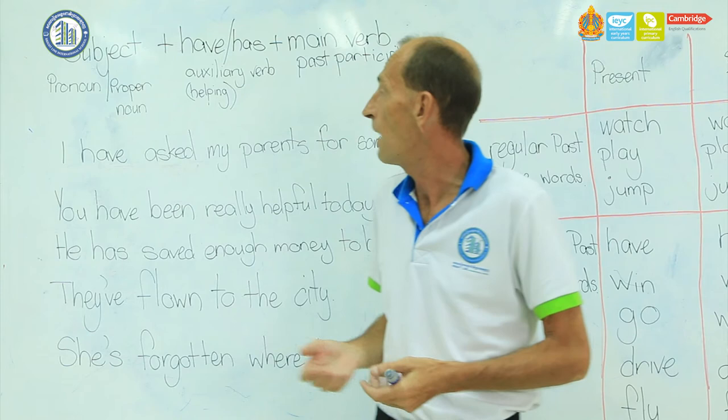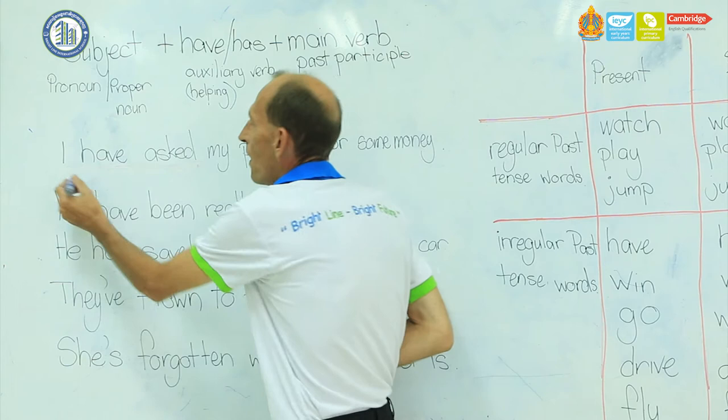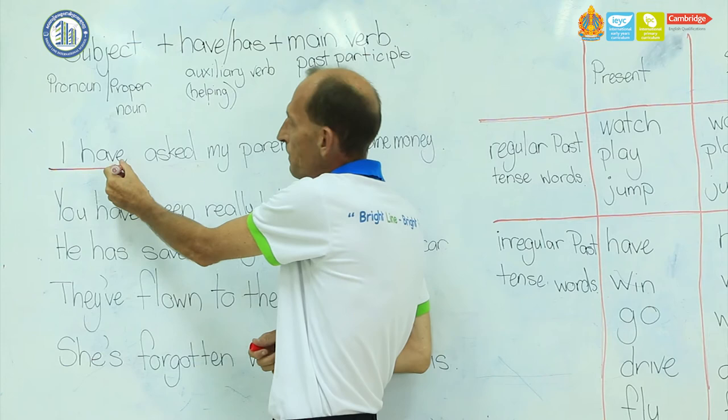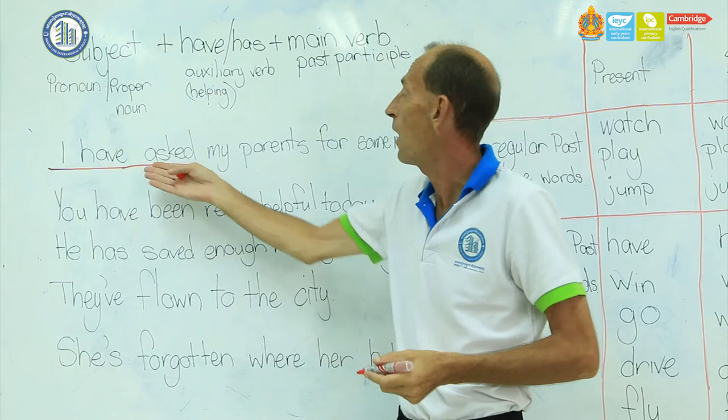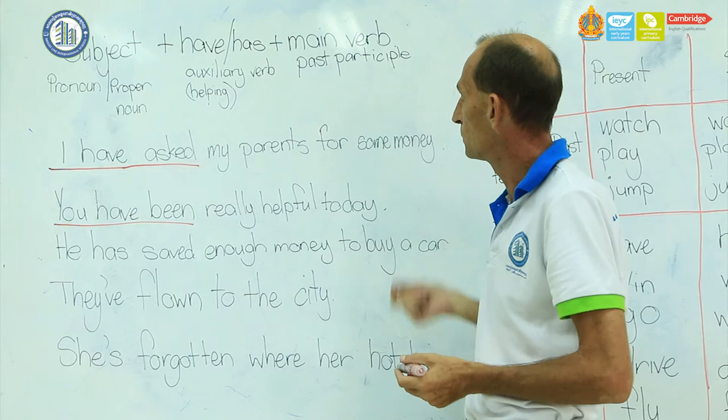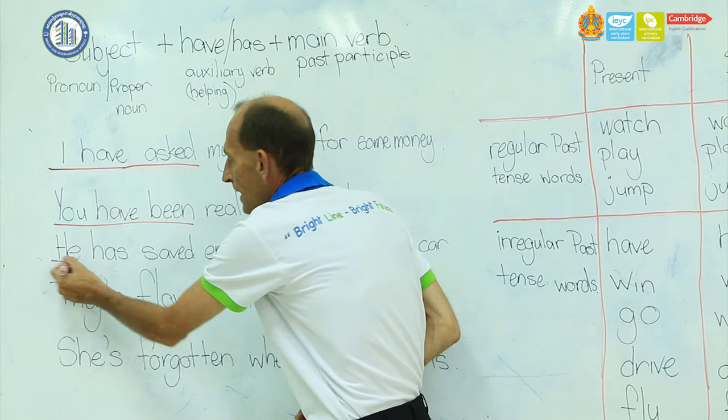Now, I've written some examples on the board, so let's have a look. I is our pronoun. Let me do that in red. I is our pronoun. Have is our helping verb. And ask is our past participle word. So, I have asked my parents for some money. Or, you have been. There are three words there, really helpful today. He has saved. So there is our pronoun, our helping verb, and our main verb.